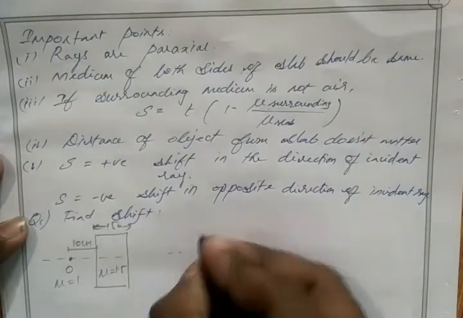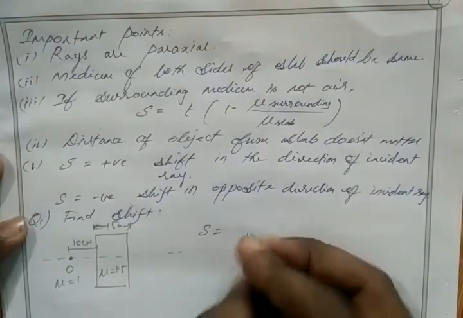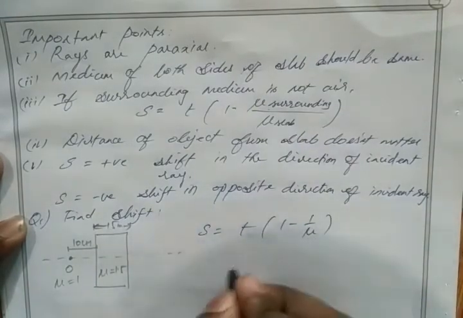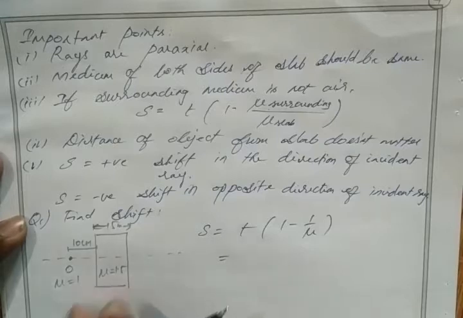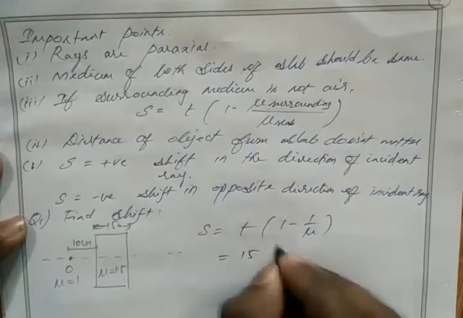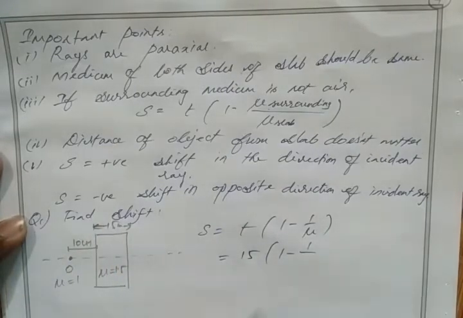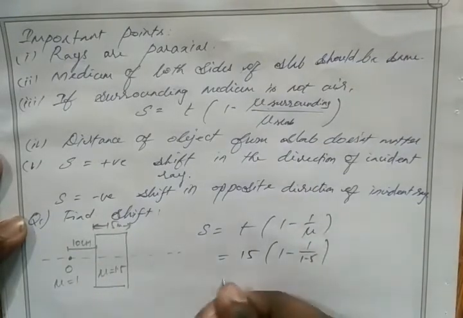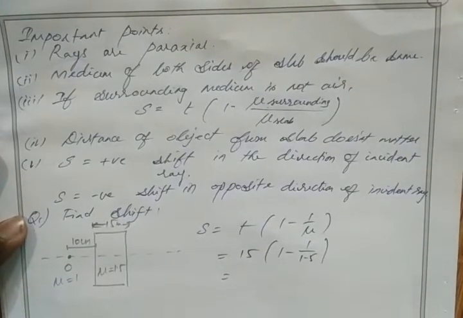If the surrounding medium is air, then what is the formula? S equal to T of 1 minus 1 by mu. What is T? Thickness, given as 15 centimeter. What is mu? Refractive index of glass, which is given as 1.5. If you solve it, you will get the answer. Okay, move to the next problem.